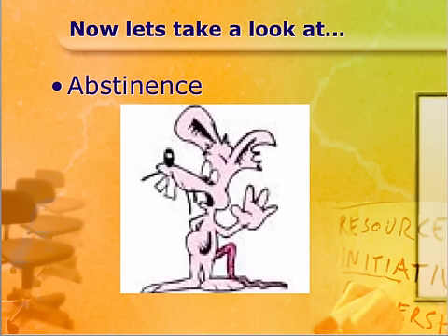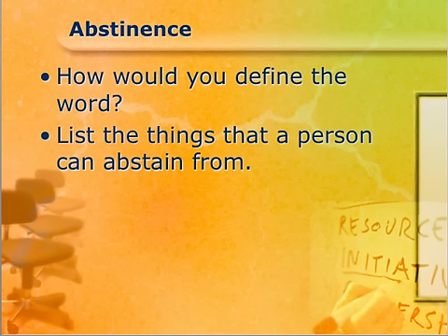Now we're going to take a look at abstinence. What is abstinence? Pause the presentation and answer the following questions. These questions are a part of your study guide for this week. Remember, abstaining can be practiced for all types of reasons: religious reasons, physical reasons, emotional reasons, social reasons, or financial reasons. Now take time, pause the presentation, and answer the questions.